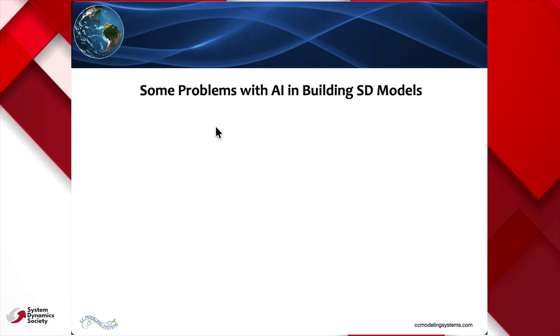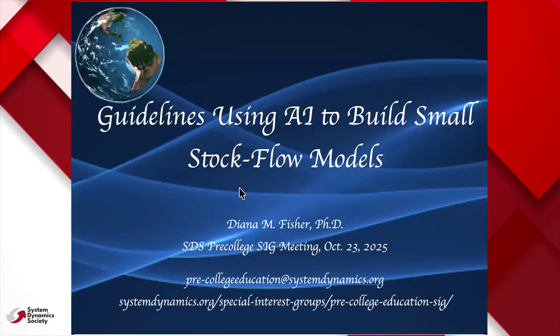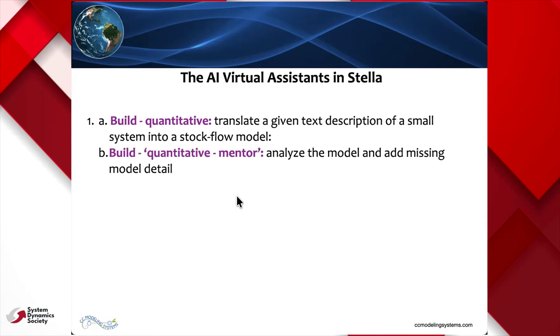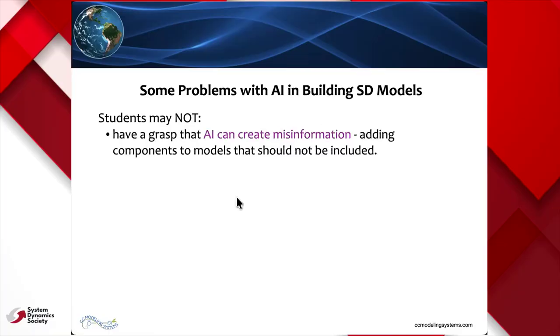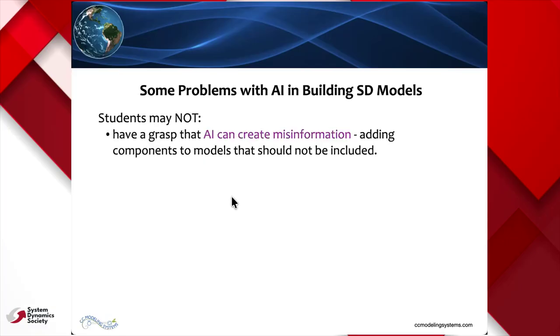Here are some problems using AI in building stock flow models. Oh, we're going backwards. Okay, I don't know what happened. Sorry about that. Try to go forward. Some problems. Students may not know that AI can give you misinformation, that it can hallucinate. Students may not know that. So we have to pay attention to that problem in what we do with students and artificial intelligence.